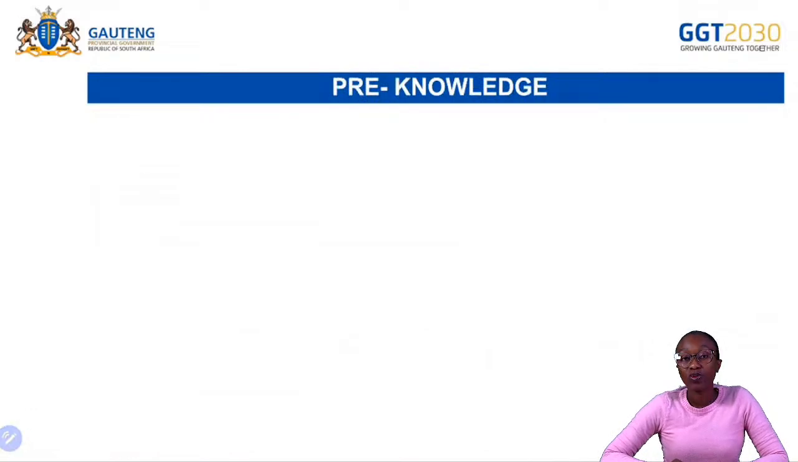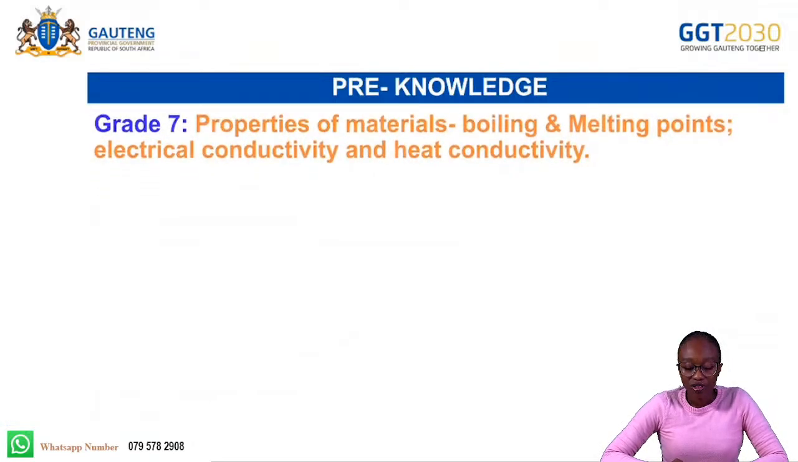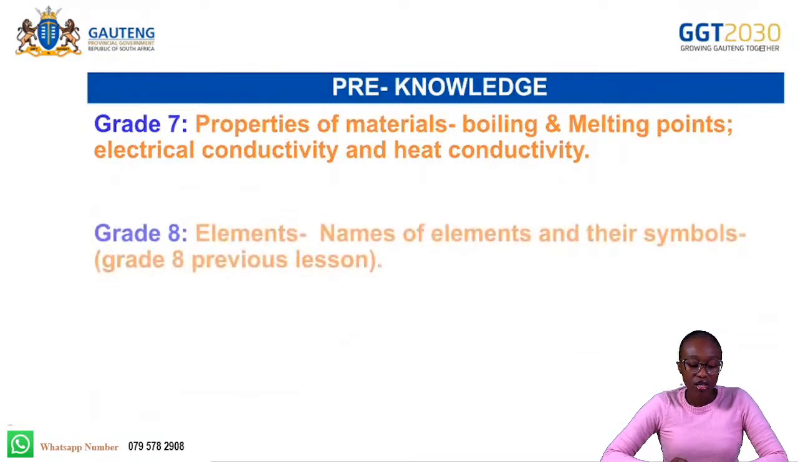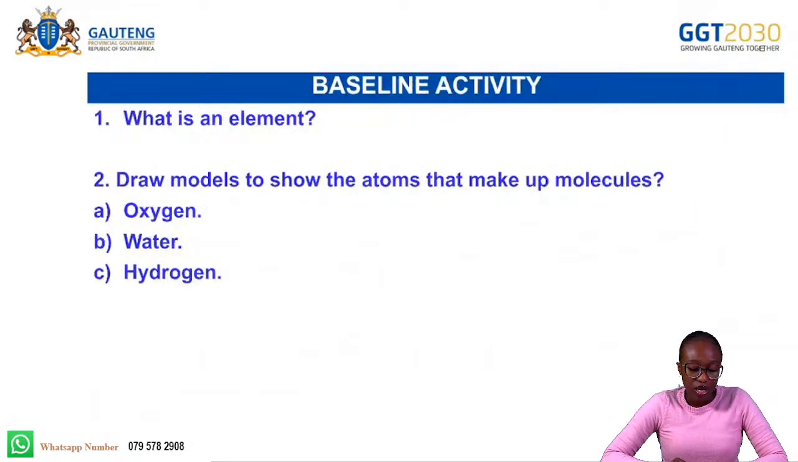Now, let's go through pre-knowledge. This is what we've learned prior to today's lesson. It has basically laid the foundation for today's lesson. In the 7th grade, remember, we did learn about properties of different materials, for example, melting points, boiling points, electrical conductivity and heat conductivity. And then so far in the 8th grade, we learned about elements, the names of them and their symbols as well.